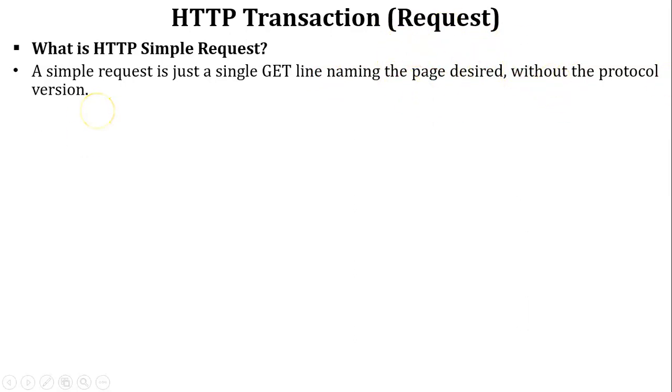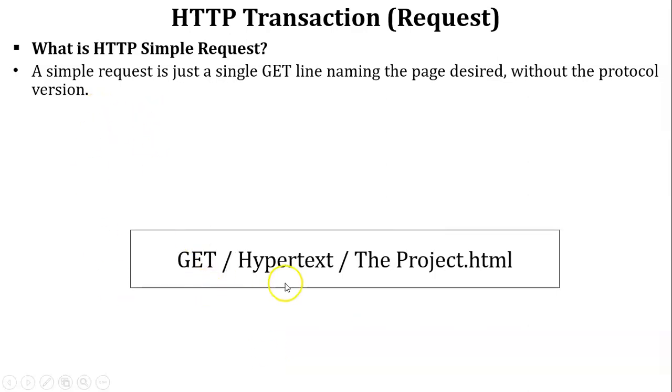So no protocol version is mentioned in the simple request. So here is an example of an HTTP simple request. The first element is GET. GET means the HTTP request type. The next element is hypertext, so it is the HTTP protocol without version.